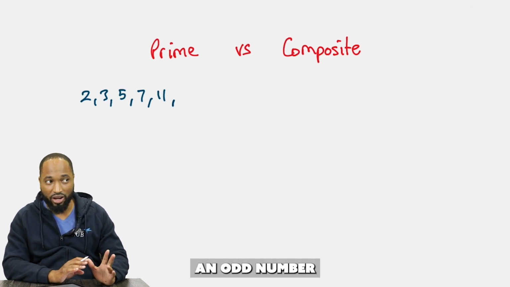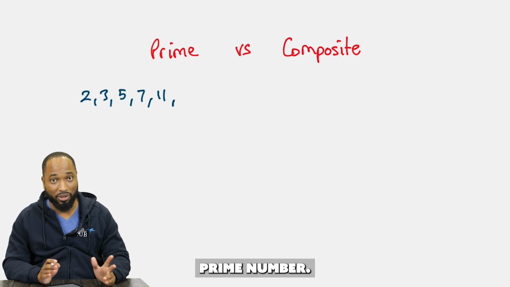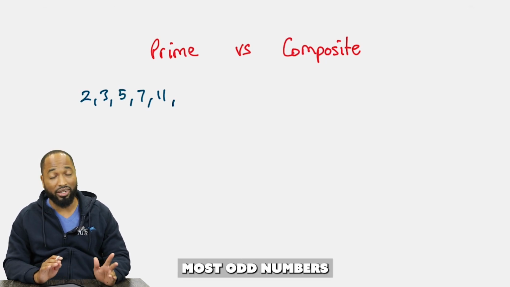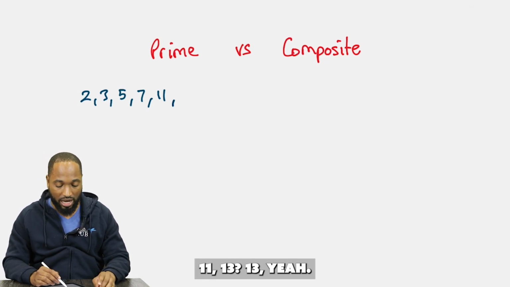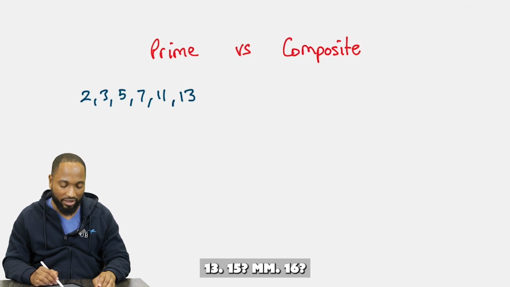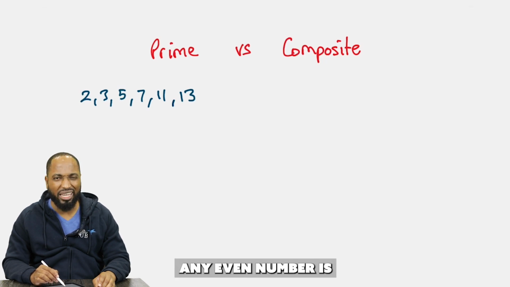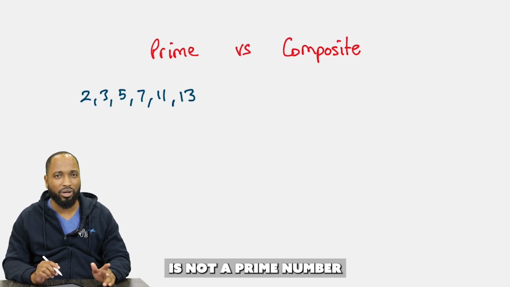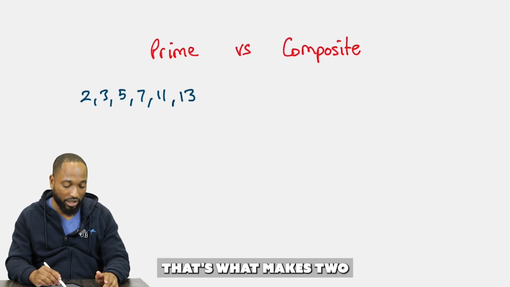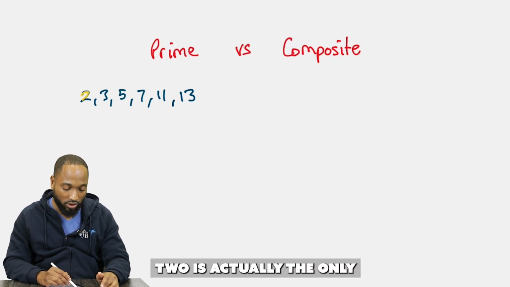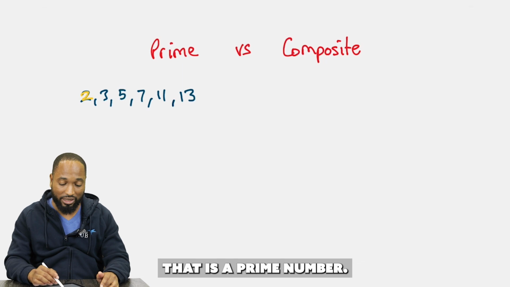Remember, just because you're an odd number doesn't mean you're a prime number. In fact, most odd numbers are not prime numbers. 11, 13, 15, 16, any even number is not a prime number except 2. That's what makes 2 so special. 2 is actually the only even number that is a prime number.